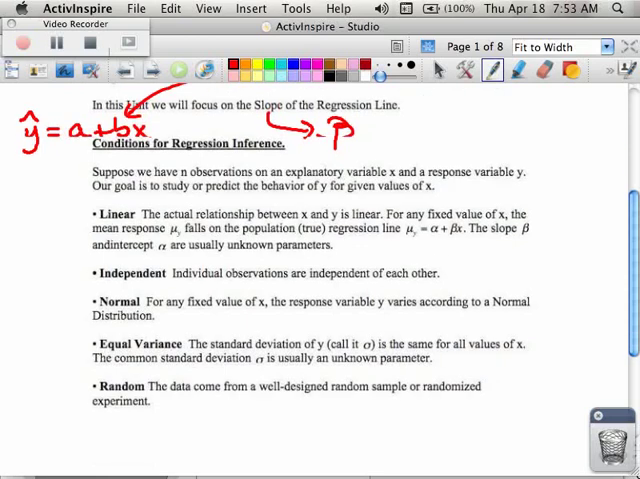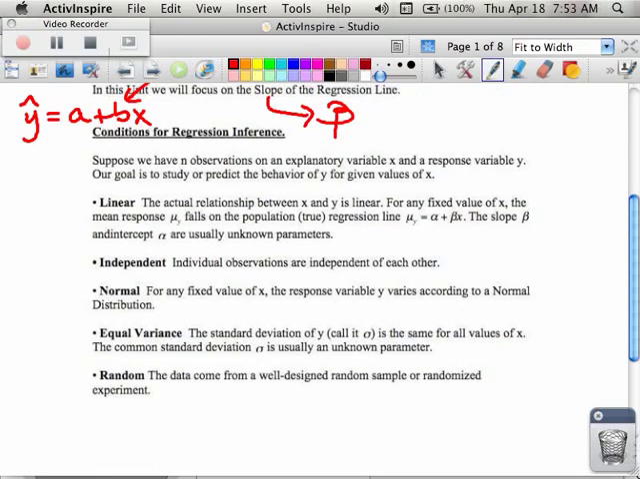So suppose that we have n observations on an explanatory variable called x and a response variable called y. Our goal is to predict the behavior of our y, our prediction equation, our least squares regression line, for values of x. There are 5 things that help us to do that. And our book uses an acronym to talk about this.